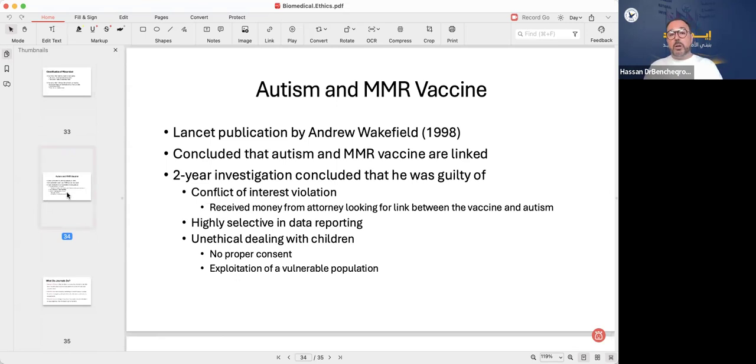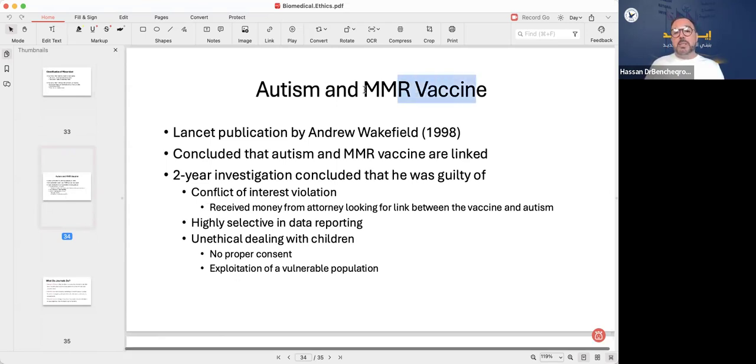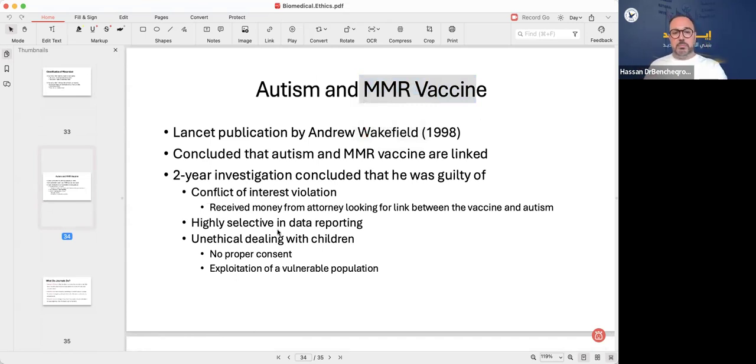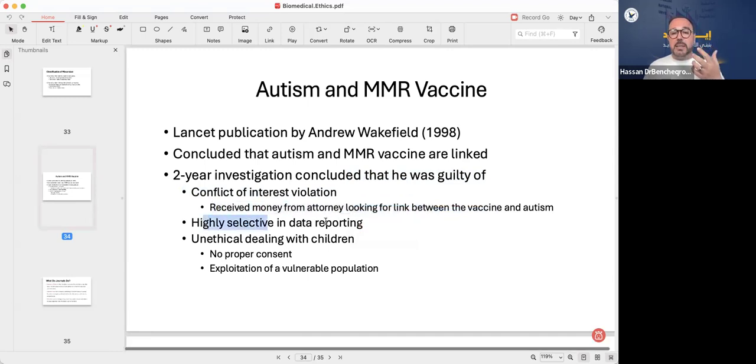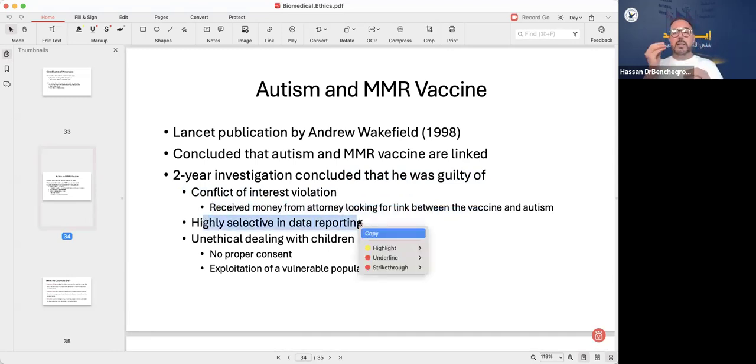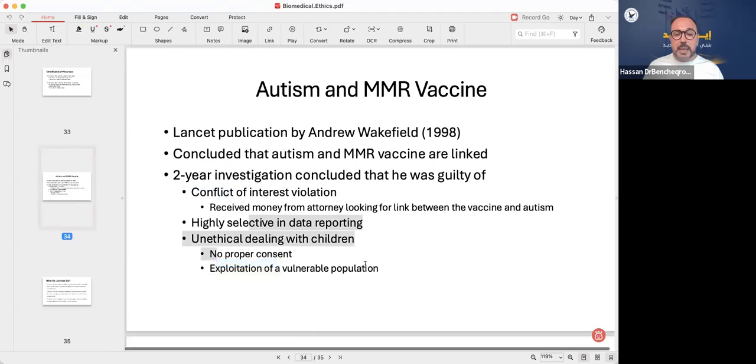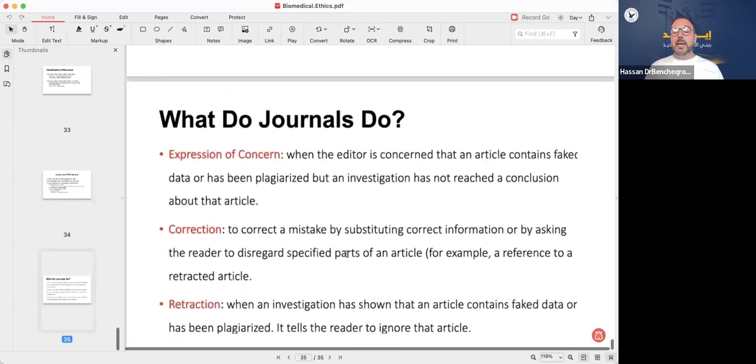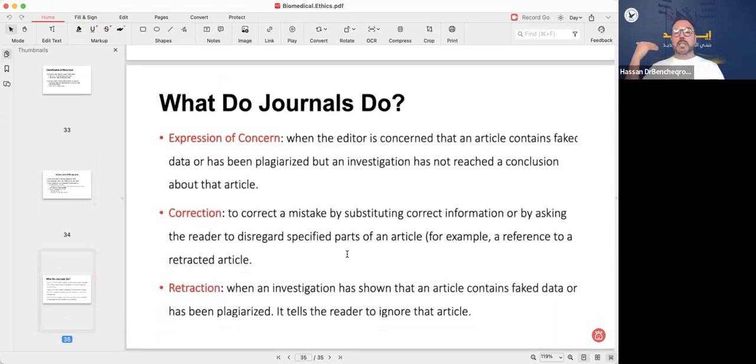This is one where we saw that there was a publication about the MMR vaccine. It's one of the vaccines that we take and that it causes autism. Okay? This was actually already shown that it was not a good study. It has conflicts of interest. He received money from attorneys, highly selective of the data they chose to publish. And they dealt with children without proper consent and they exploited them. So this research was already taken out.